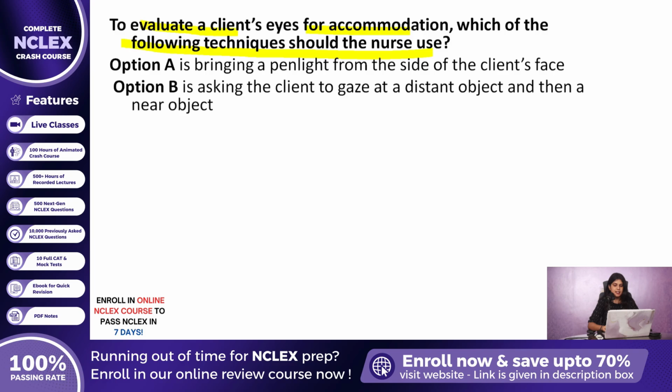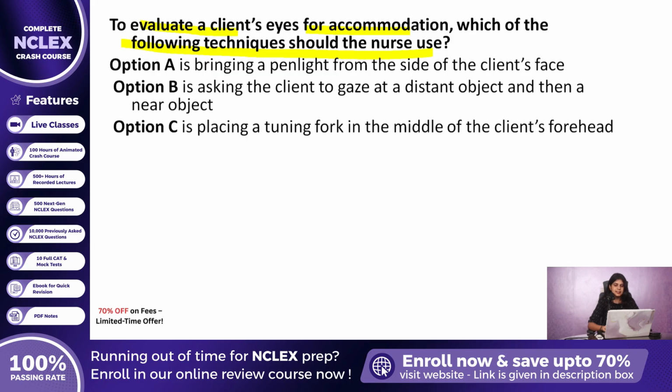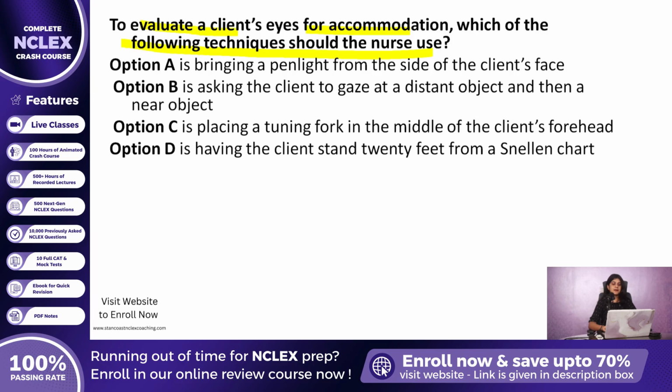Option B, ask the client to gaze at a distant object, and then shift focus to a nearby object. Option C, place a tuning fork in the center of the client's forehead. Option D, have the client stand 20 feet away from a Snellen chart.